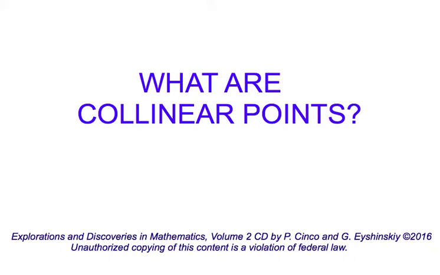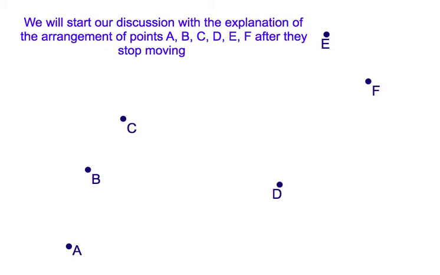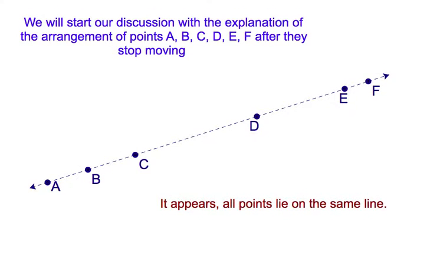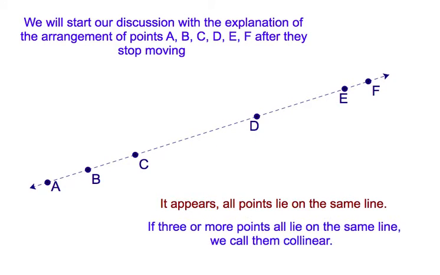Today, we will discuss the concept of collinear points. We will start our discussion with the explanation of arrangement of points A, B, C, D, E, and F after they start moving. It appears all points lie on the same line. If three or more points all lie on the same line, we call them collinear.